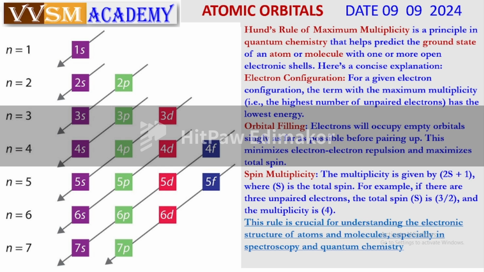This minimizes electron-electron repulsion and maximizes the total spin. Spin multiplicity: the multiplicity is given by 2S plus 1, where S is the total spin. For example, if there are 3 unpaired electrons, the total spin S is 3/2 and the multiplicity is 4. This rule is crucial for understanding the electronic structure of atoms and molecules, especially in spectroscopy and quantum chemistry.